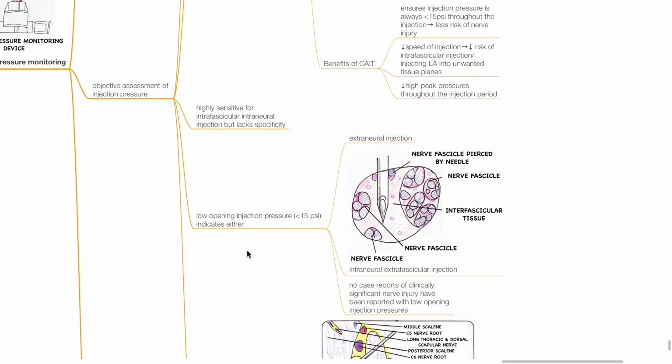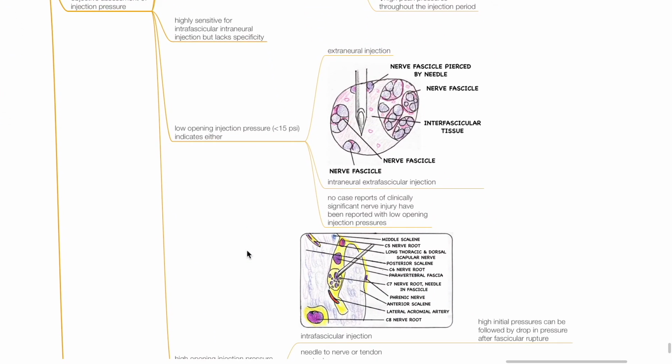A low opening injection pressure of less than 15 psi indicates either extraneural injection or intraneural extravascular injection. No case reports of clinically significant nerve injury have been reported with low opening injection pressures. High opening injection pressure of 15 psi or more may indicate intravascular injection. However, high initial pressures can be followed by a drop in pressure after fascicular rupture.